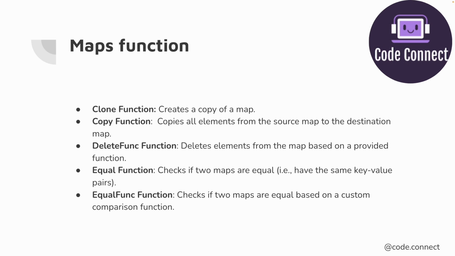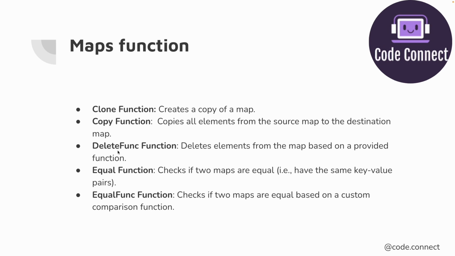Hi everyone. Go recently introduced maps functions in its latest version, that is version 1.21. So there are around 5 functions. The first one is the Clone function, which creates a copy of a map. The second is the Copy function, which copies all elements from the source map to the destination map. Third is the DeleteFunc function, which deletes elements from the map based on a provided function.